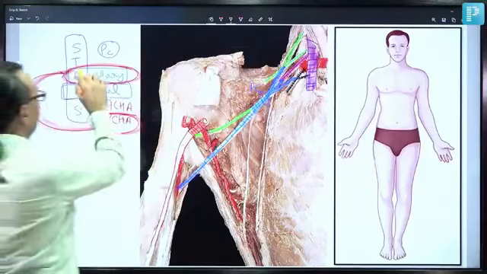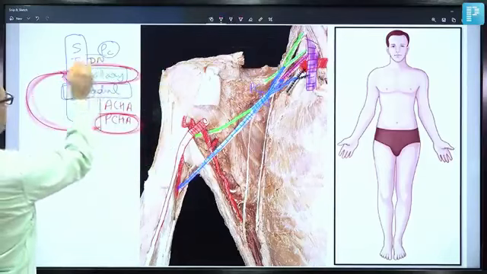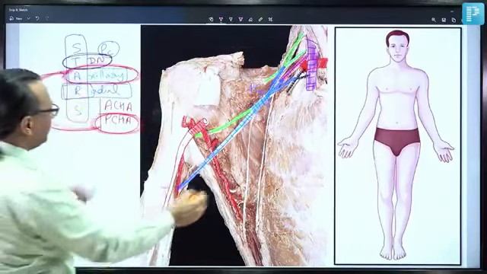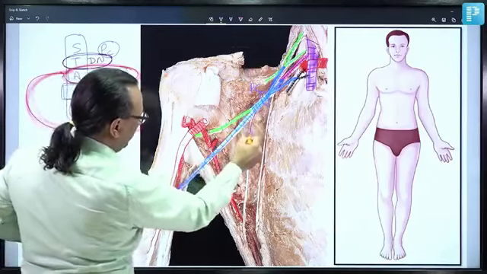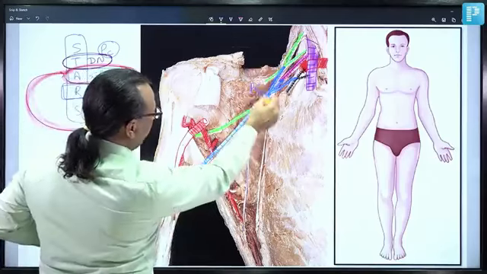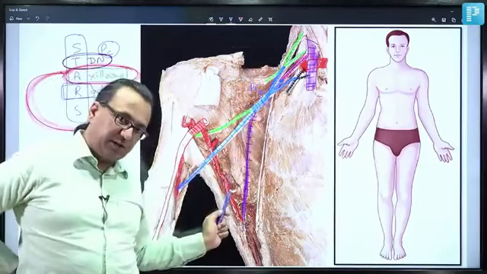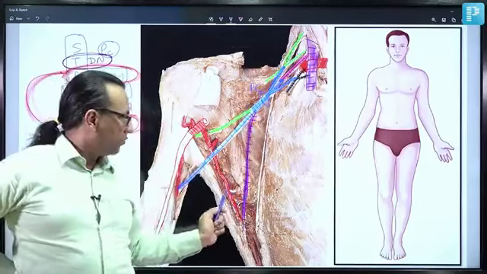Now, what about the T here? What is this T? T is the thoracodorsal nerve going dorsal to the thorax, and you can see it here. Coming from the posterior cord of brachial plexus in the axilla, this thoracodorsal nerve is going to supply latissimus dorsi muscle.